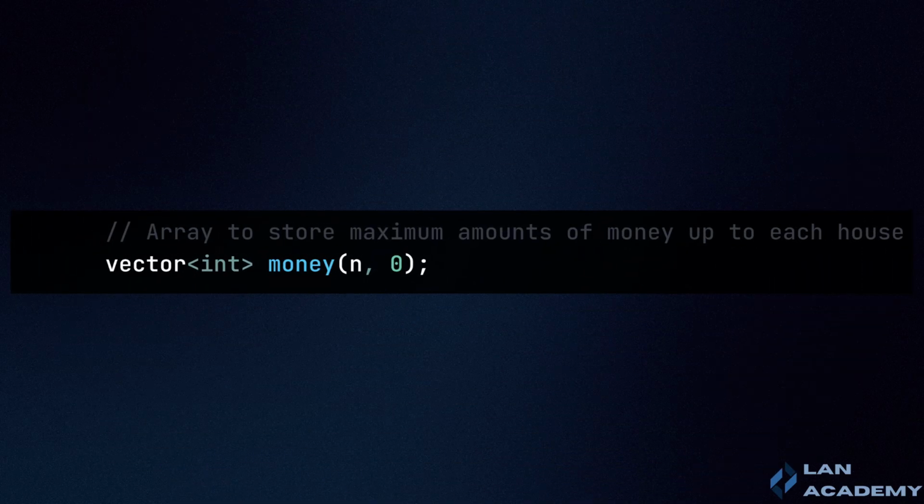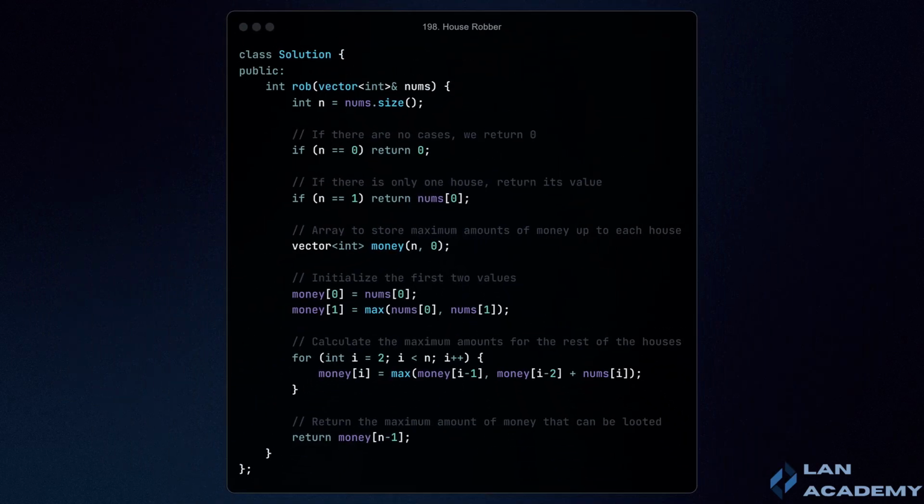To solve this problem, I can use a dynamic programming approach. I'll use an auxiliary array money to store the maximum amount of money that can be obtained from each house, considering the constraint of not robbing adjacent houses. I'll iterate through each house and decide whether it's more advantageous to rob it or not based on the amounts calculated previously. The algorithm begins by handling two particular cases to simplify the main logic.